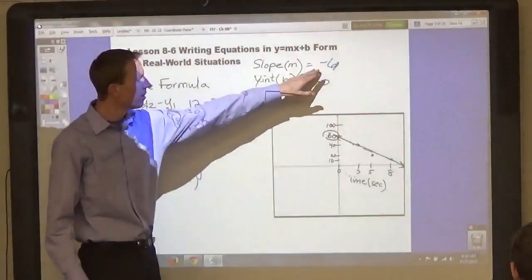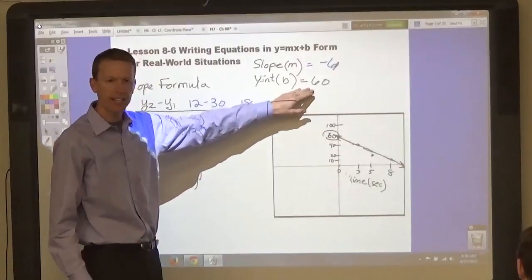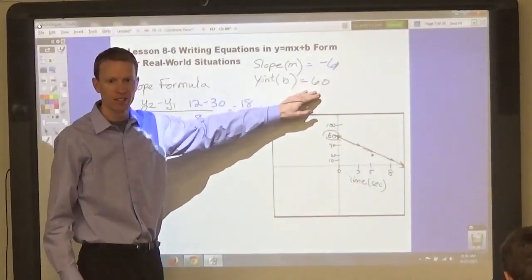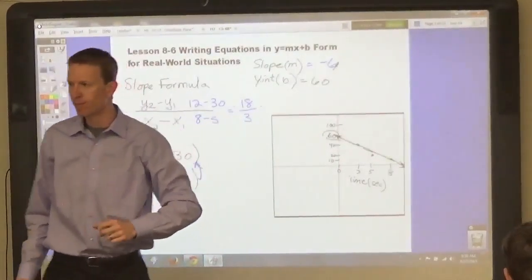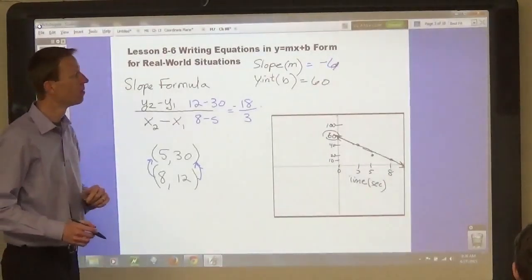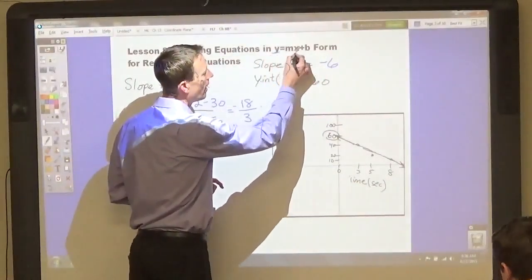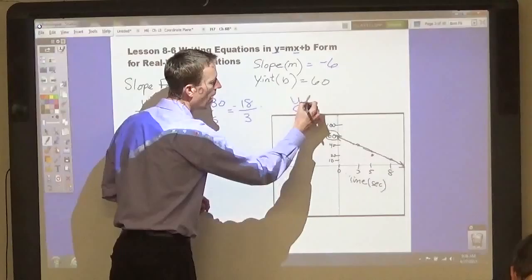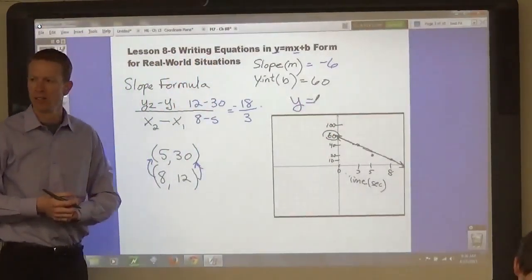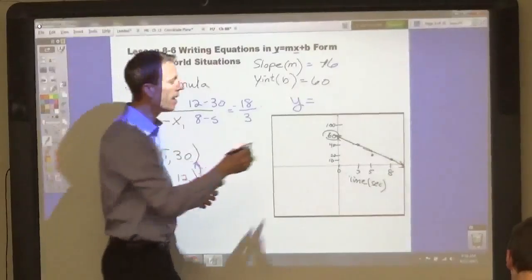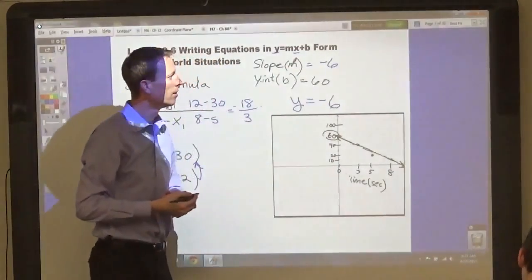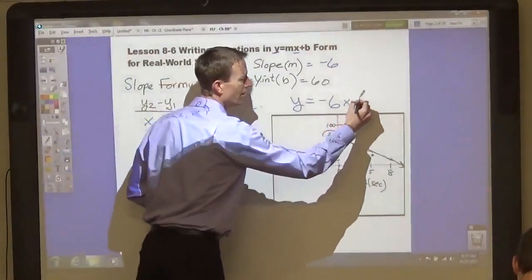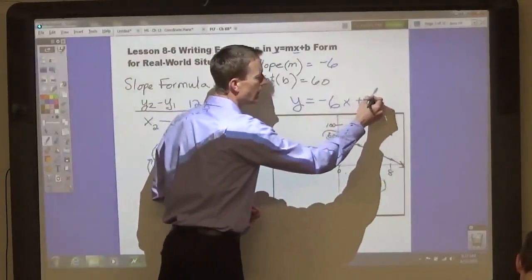So if we have the slope and we have the y-intercept, now we use these numbers to write our equation. What are we going to write it in? What form, Chase? In slope-intercept form. And you just write it using y and x. So y, I'll write it right here. Y equals what? Negative 6 is m. Then x, plus 60.